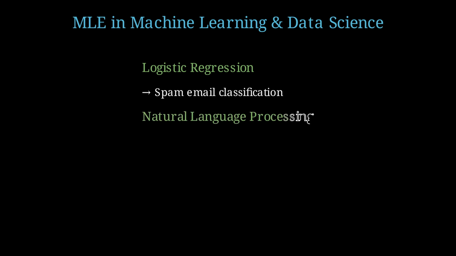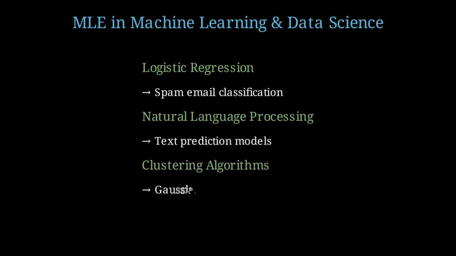Similarly, in natural language processing, MLE helps language models predict the next word in a sentence by estimating probabilities based on large datasets of text. MLE is also crucial in clustering algorithms like Gaussian mixture models, where it helps identify distinct groups within data by estimating the parameters of multiple overlapping distributions.